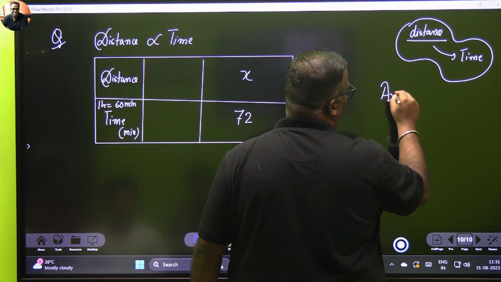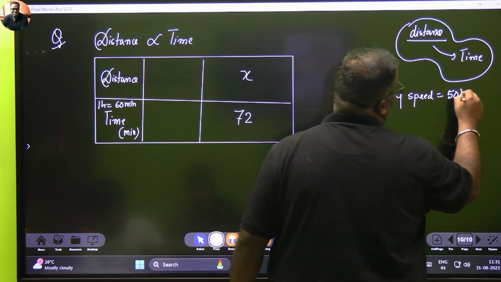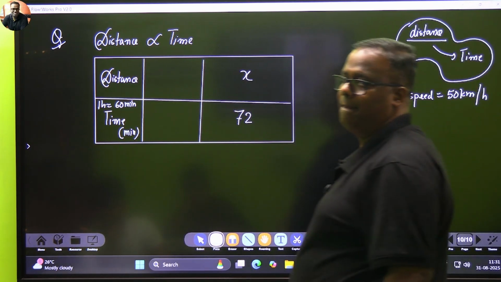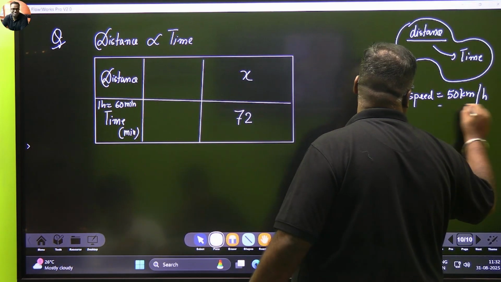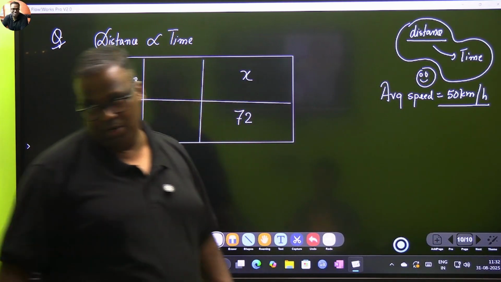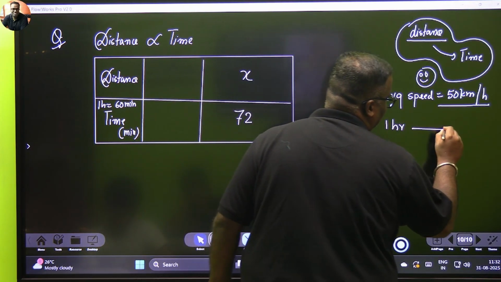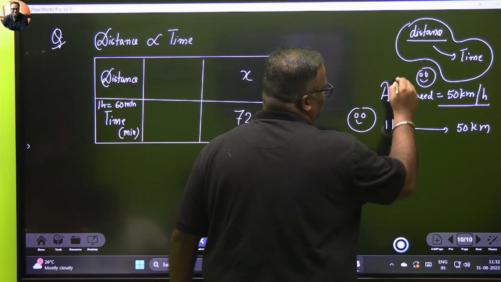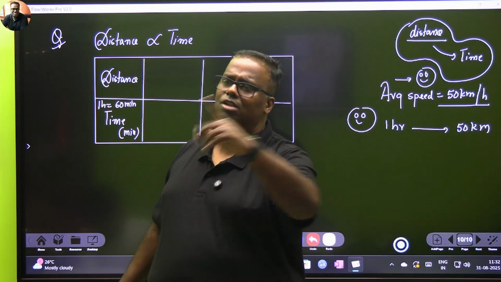Very good. The car is traveling with an average speed of 50 kilometers per hour. Again, it is in hour. Okay, right, fine. Then how much distance will it travel? This is the trick they are doing with you. You are reading it as 50 kilometers per hour, but I read it differently. I read it as: in 1 hour, the car covers 50 kilometers. 50 kilometers per hour means what? In 1 hour, 50 kilometers.